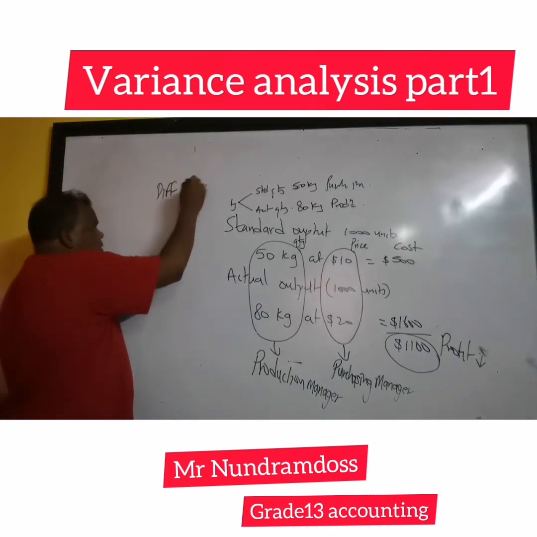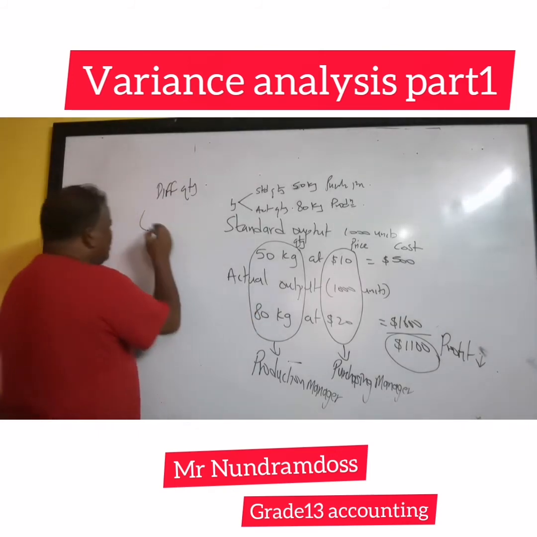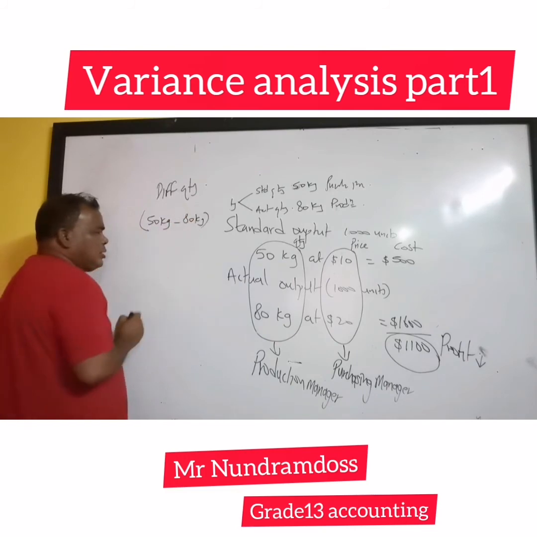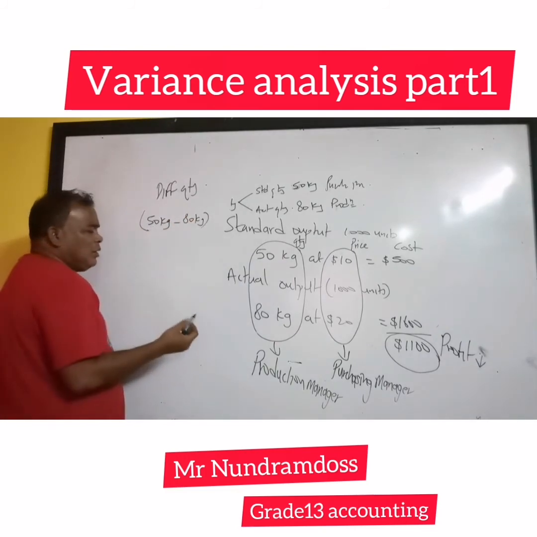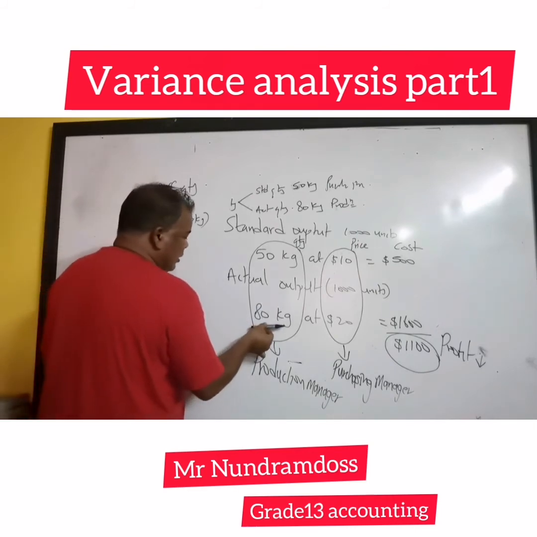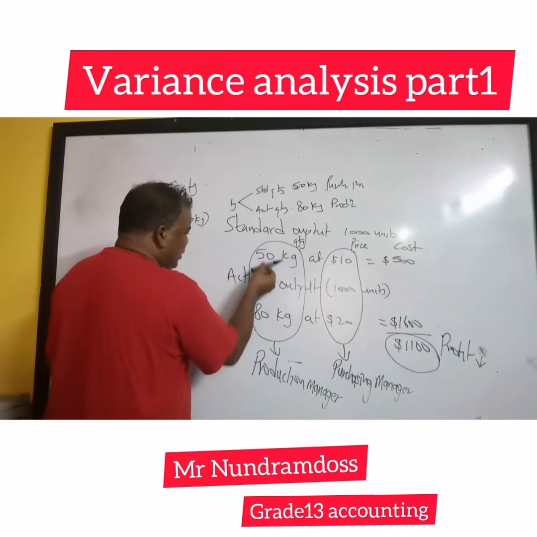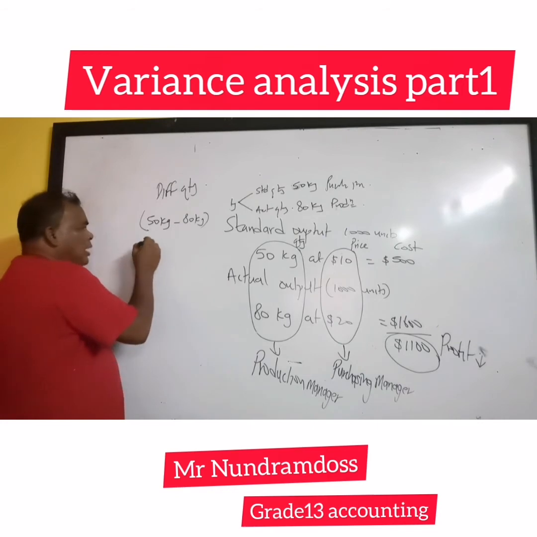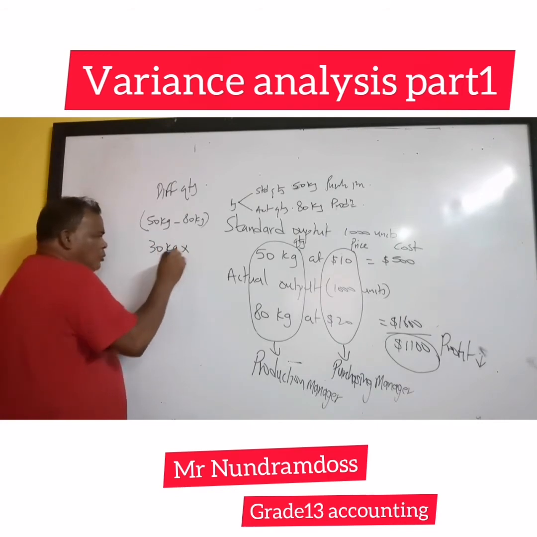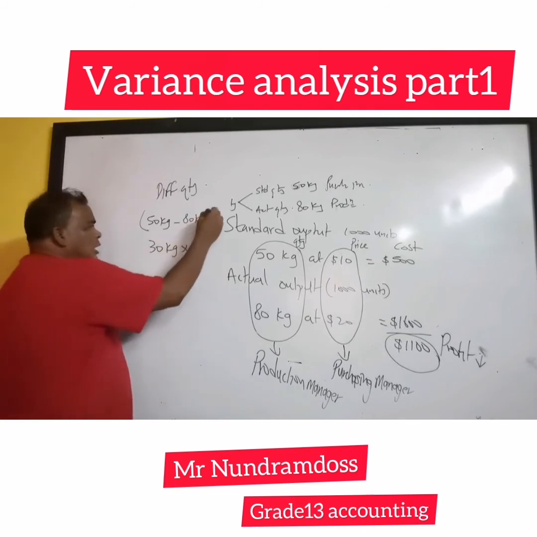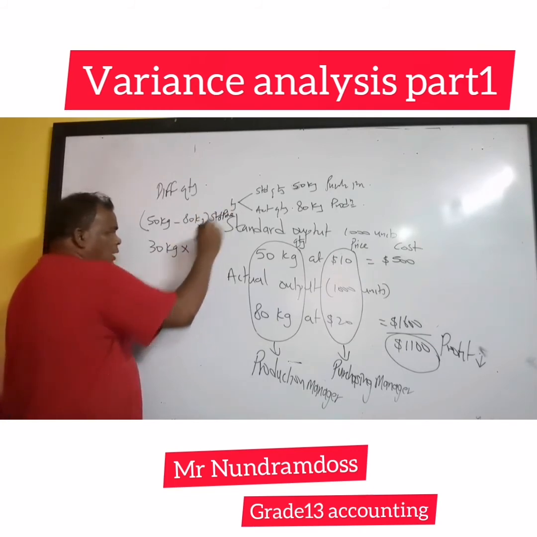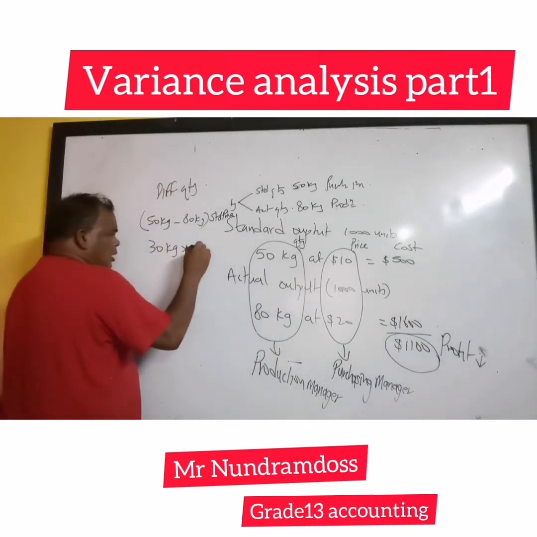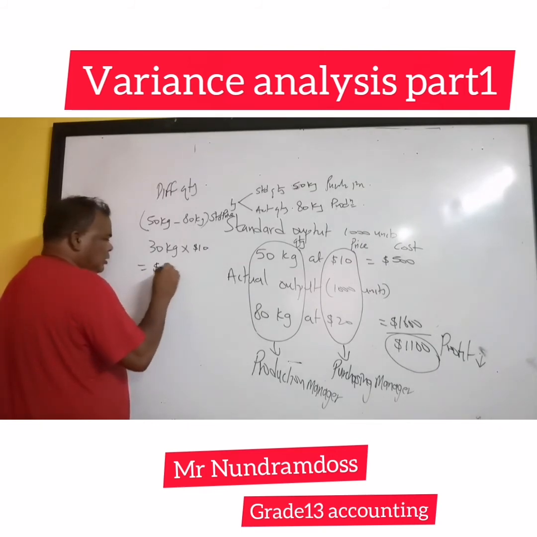Difference in quantity: 50 kilogram minus 80 kilogram. So this will be responsible. He should have used 50 kilogram, but he used 80 kilogram. More material has been used in production by how much? 30 kilogram. And now we have to multiply it by the standard price. What is the standard price? $10. So we multiply by $10. This will give us $300.